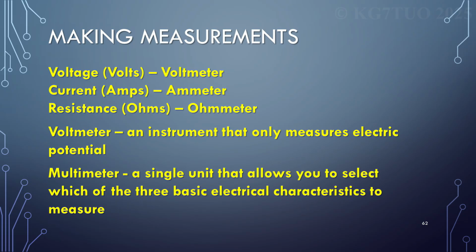Multimeter: a single unit that allows you to select which of the 3 basic electrical characteristics to measure. And they're really cool. You set it on a beep tone, and you put the probes on the 2 ends of what's supposed to be a circuit. And if it's got an open in it, it won't make noise. And if it's the complete circuit, it'll go beep, and you know you've got continuity through there. Especially useful for fuses. Very useful for fuses.